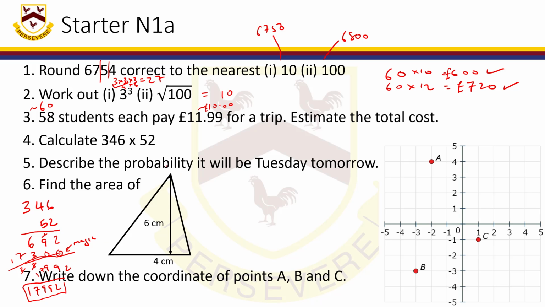On question 5, describe the probability it'll be Tuesday tomorrow. Well, it is going to be Tuesday tomorrow, so our probability description is going to be certain.